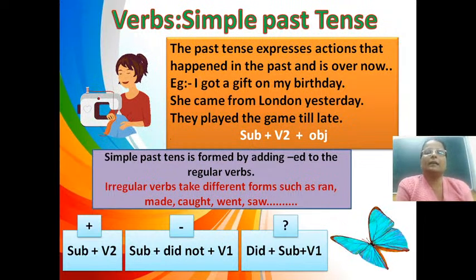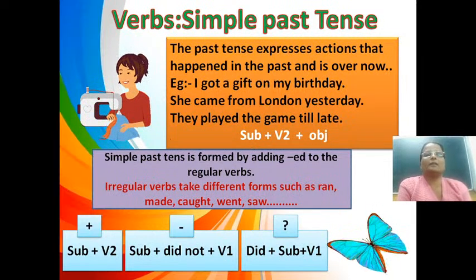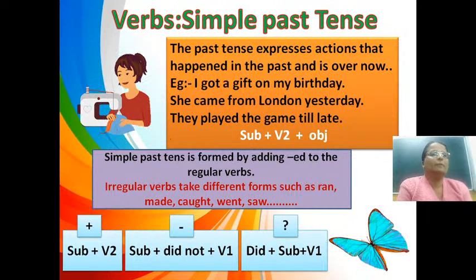And another example I told you, she danced on my birthday. Let's make it a negative sentence. She did not dance on my birthday. After did not, you should pay attention that you should use only the first form of the verb with it.